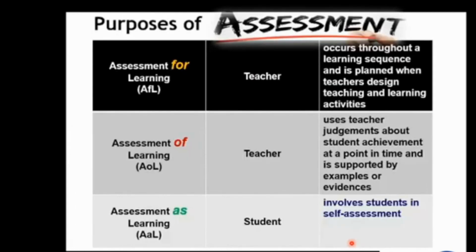Now, to sum up the three purposes of assessment, we have assessment for learning, or AFL. This is done by the teacher formatively to improve teaching and learning process. Next is the assessment of learning, or AOL. This is also done by the teacher summatively or at the end of the unit for grading purposes.